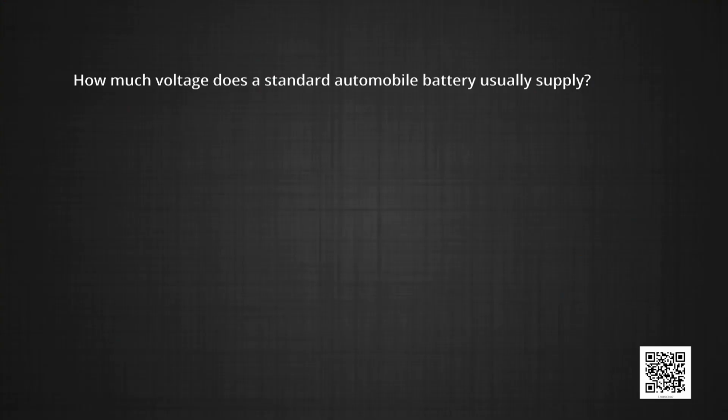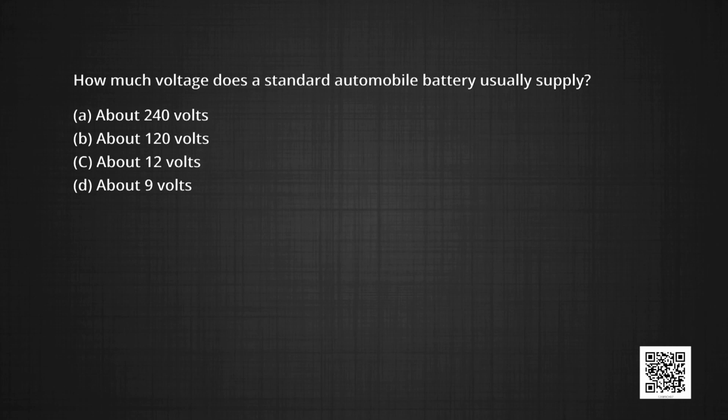Can you imagine what voltage automobile batteries usually supply? Can you guess? Say 240 volt, 120 volt, 12 volt or 9 volt. Suppose we are using a battery in a car or in a bike. What is supposed to be the supply voltage? It will be around 240 volt, 120 volt, 12 volt or 9 volt, right. Okay, so it is about 12 volts.